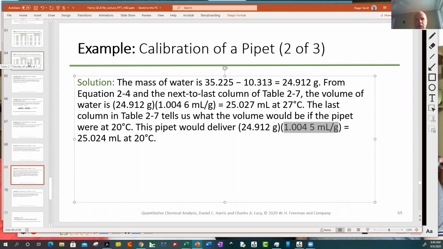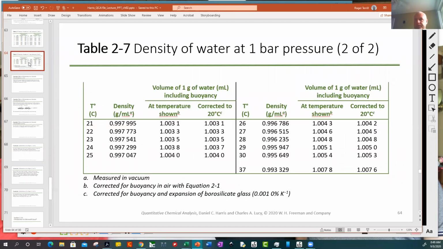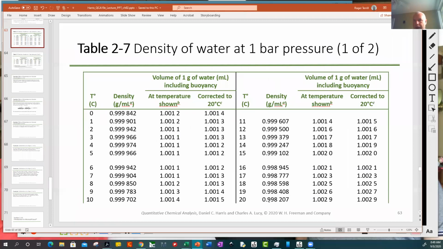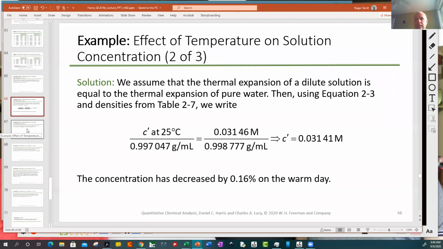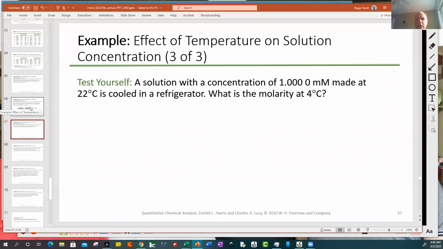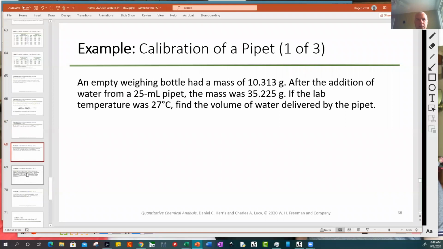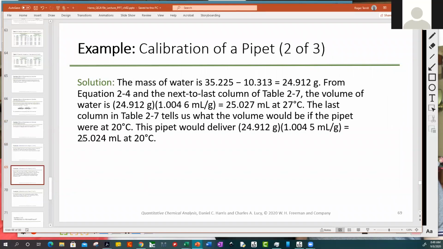So let me go back there real quickly. Right? So you can take this mass, whatever mass you got, multiply it by this value here, and that will tell you the value at 20 degrees C. Right? So that will give you the mass at 20 degrees C. So this is to 27. You use this factor here. It's almost the same factor here.